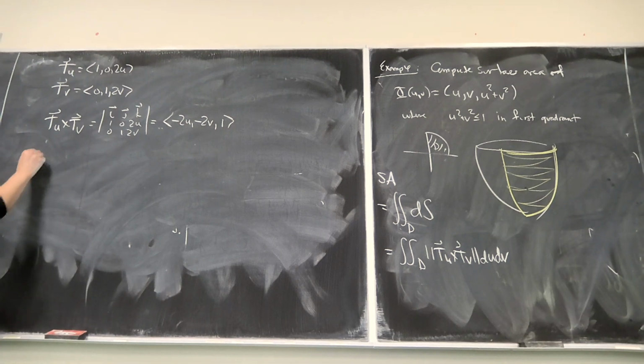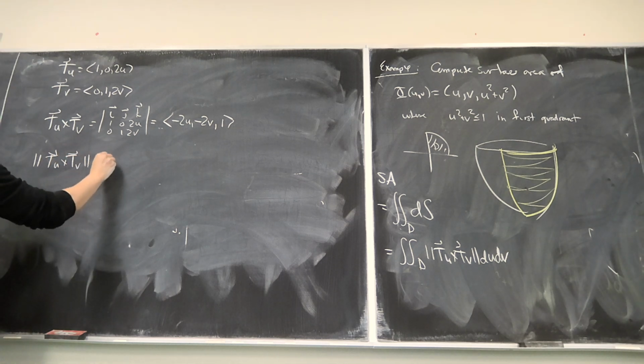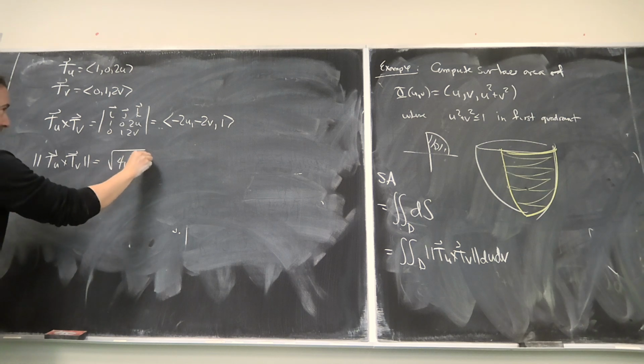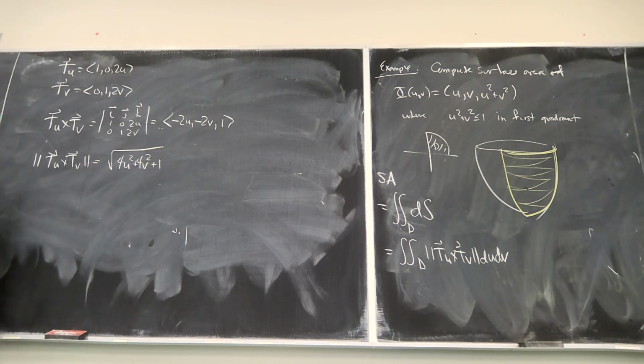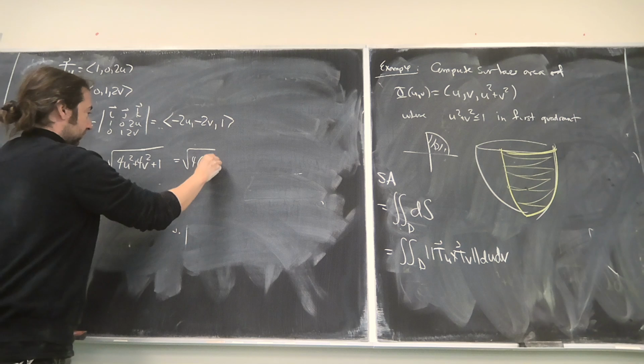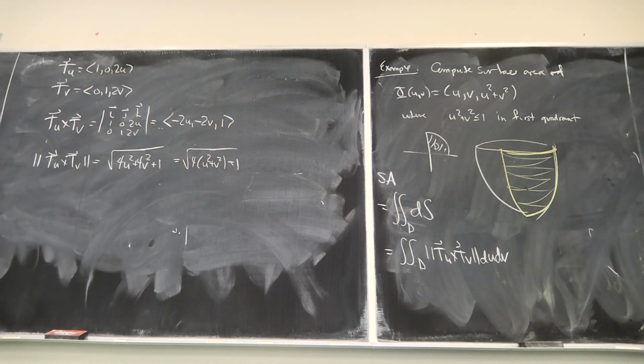And the magnitude of that is equal to the square root of 4u squared plus 4v squared plus 1. Or if we like, the square root of 4 times (u squared plus v squared) plus 1. That's nicer. So just calculations so far.